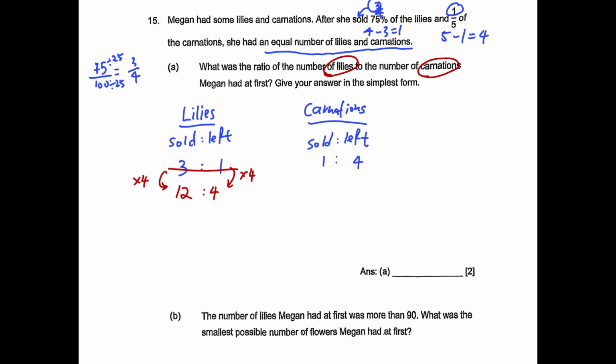Okay, so what was the ratio of the number of lilies to the number of carnations Megan had at first? At first means total before selling, you see? So together, lilies would be 12 plus 4, 16, whereas carnations would be 1 plus 4, 5. So the ratio would be 16 is to 5.